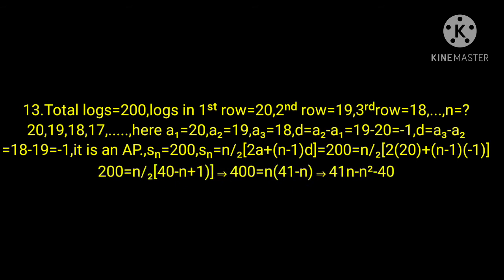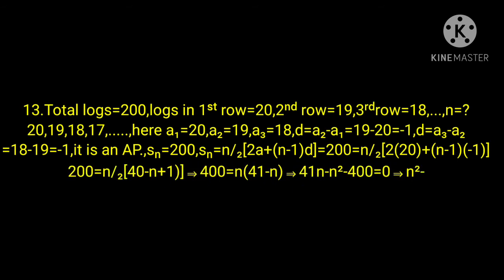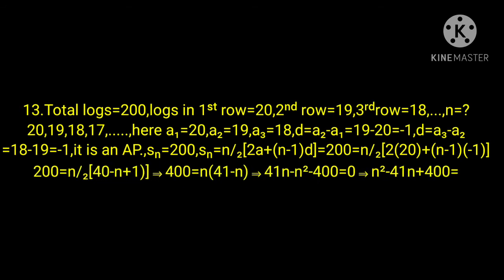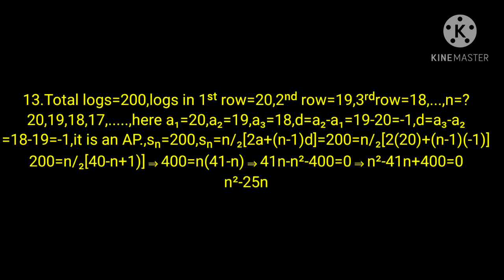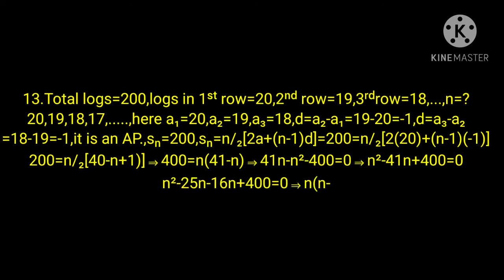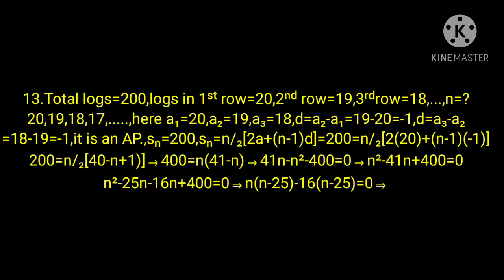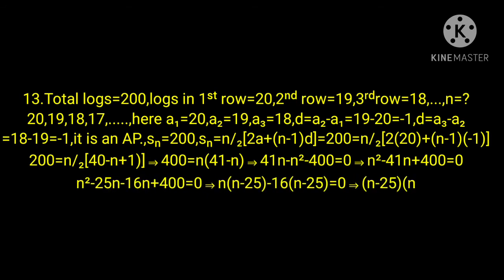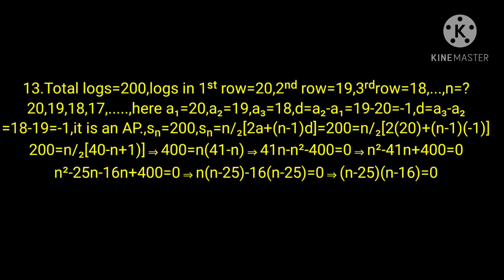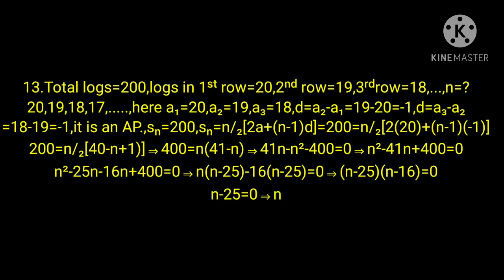200 is equal to n by 2 into 40 minus n plus 1, that implies 40 is equal to cross multiply, n into 41 minus n implies 41n minus n square minus 400. It's a quadratic equation, implies n square minus 41n plus 400, and split into the factors. n square minus 25n minus 16n plus 400 is equal to 0 implies n common, n minus 25 minus 16 common, n minus 25, and that is equal to 0.